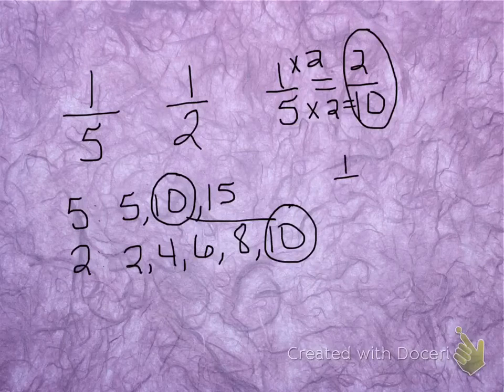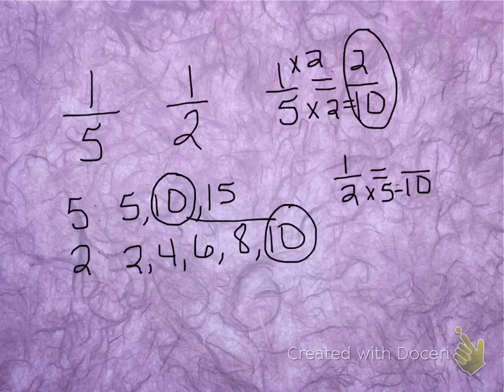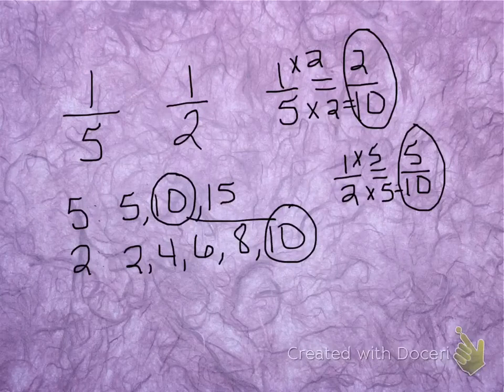Now we have to do the same for 1/2. So what did I do to 2, or to 1/2, in order to get a denominator of 10? I had to say 2 times 5 equals 10. So whatever I do to the denominator, I do to the numerator, and I got 1 times 5 equals 5. So there are my two equivalent fractions.